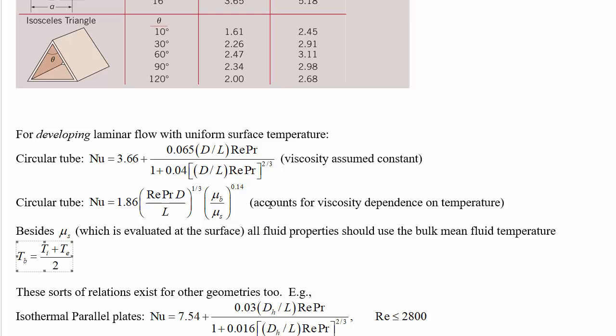Again, bulk mean fluid temperature, which is, by the way, the average of the average temperature at the inlet and the average temperature at the exit. So the average at the inlet is again the mean one, the one across the cross section, same as at the exit. If you average those two averages, then you get the bulk mean fluid temperature. And that's the one you use to evaluate properties, except for mu s, which is the surface temperature viscosity for the fluid.